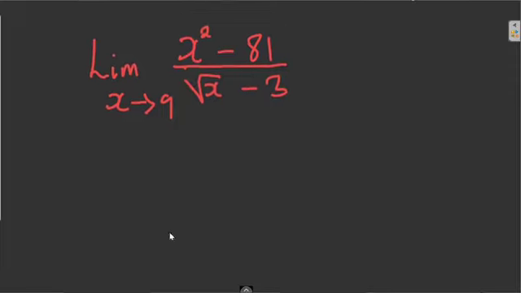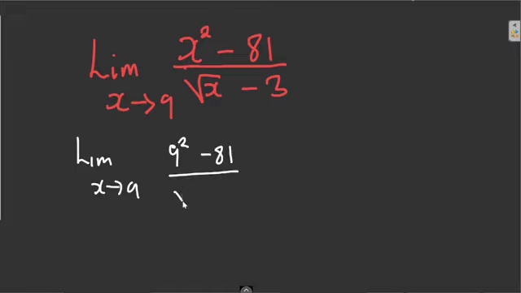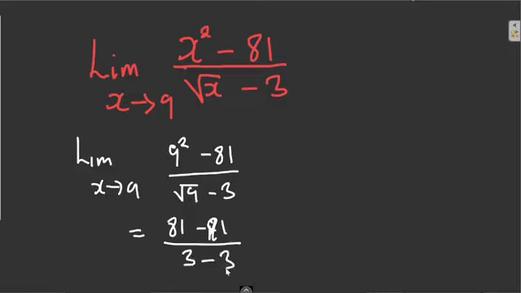So here we are going to write the limit as x approaches 9. So this will be 9 squared minus 81 over the square root of 9 minus 3. So this will give us 9 squared, it's 81, minus 81, over the square root of 9, it's a 3, minus a 3. And this will give us 81 minus 81, it's a 0, over 3 minus 3, is also a 0. Now, if you have something like this, this is what we call an indeterminate form.